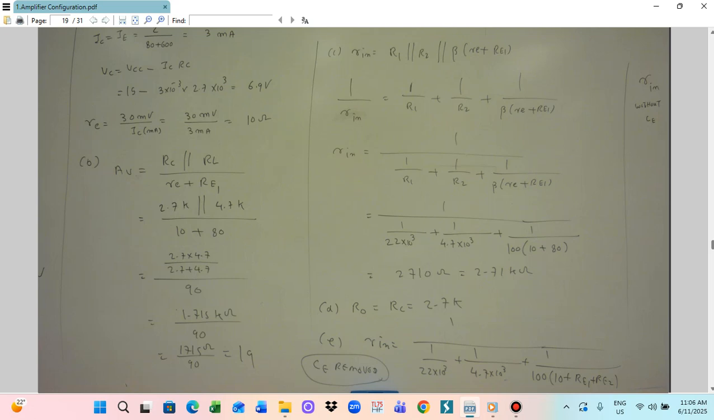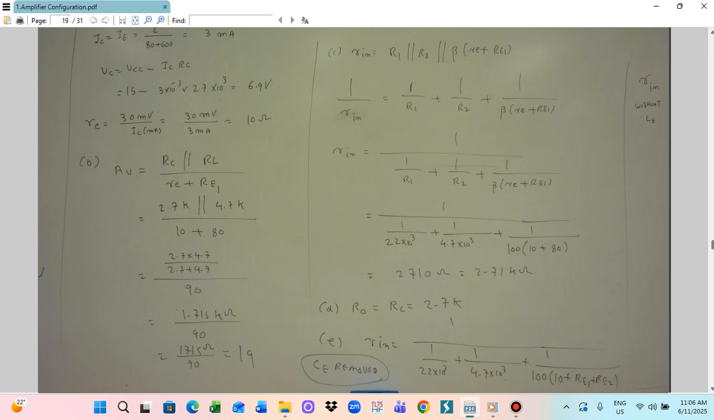The formula we use is 1 divided by 22 into 10 power 3 plus 1 divided by 4.7 into 10 power 3, plus 1 divided by 100 into (10 plus RE1 is 80, RE2 is 600). By solving this, the input resistance without the capacitor will be 3.7 kilo ohm. So that is the solution for this problem.